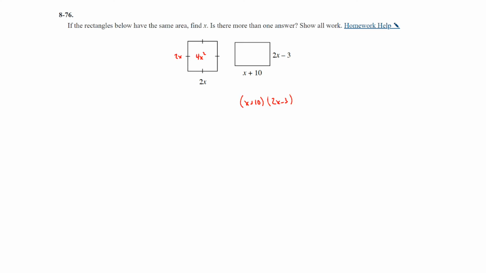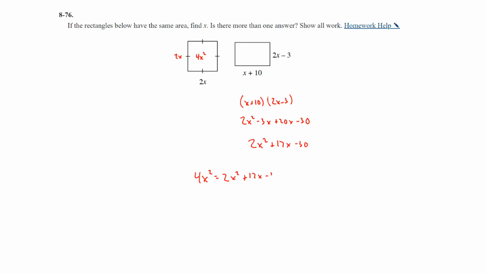And you can go ahead and multiply. You can use your distributive property. You can use your generic rectangle. Either way, you're going to get 2x squared minus 3x plus 20x minus 30, or an area of 2x squared plus 17x minus 30. So if the areas are going to be the same, then we can set this equal to 4x squared.